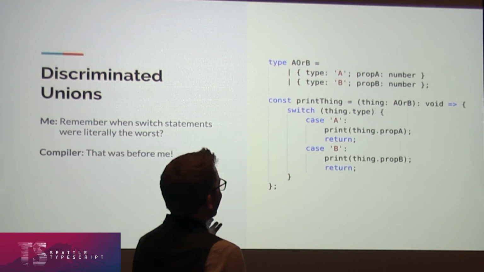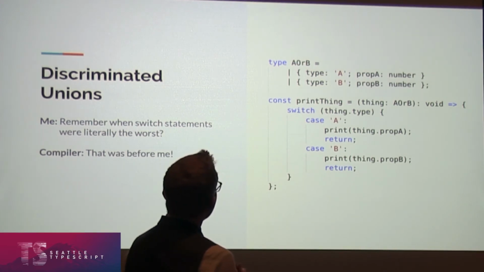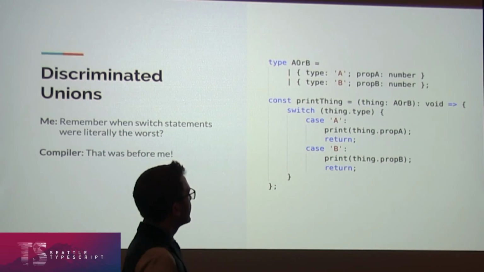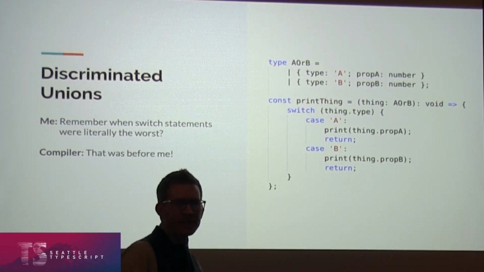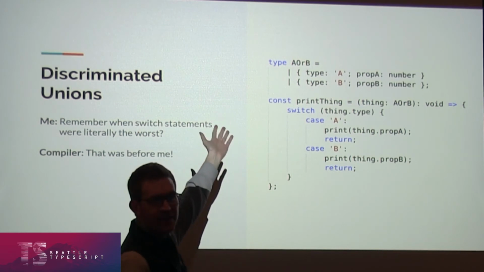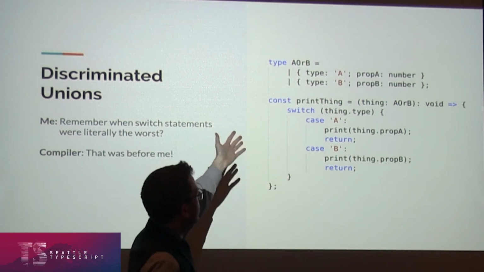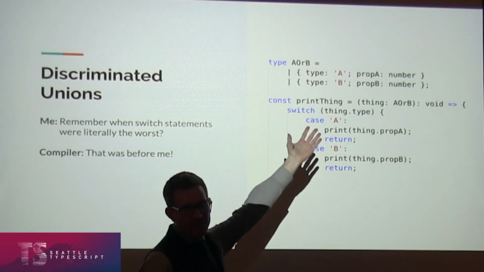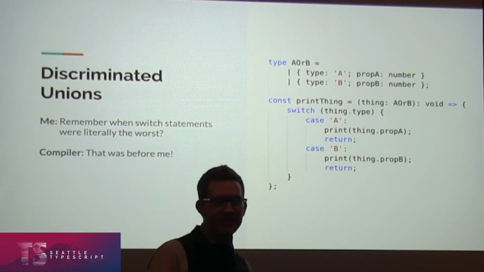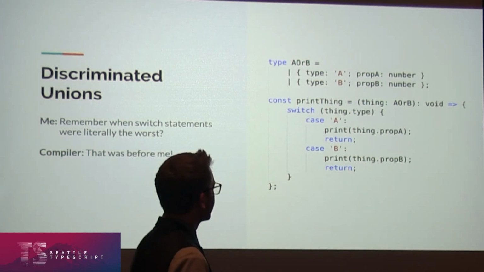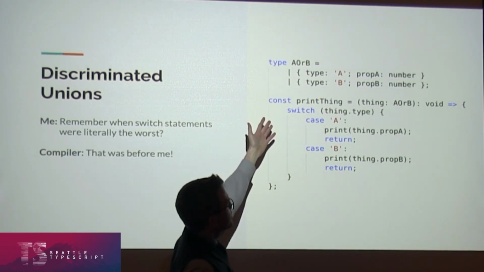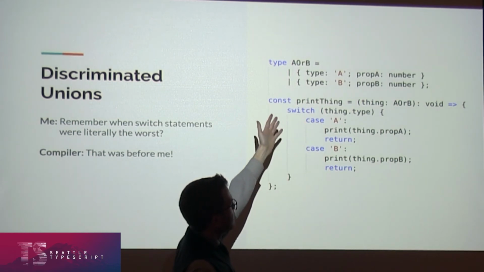That's exactly it. So in this case, we have a type A or B. And type A or B is a union type. And it's a union type of these weird objects that have a type property. In one case it's A, in the other case it's B. In the case of A, we have prop A. And in the case of B, we have prop B. So it's a weird, arbitrary, contrived case. But let's say that we have a print thing function that takes a thing which is A or B.